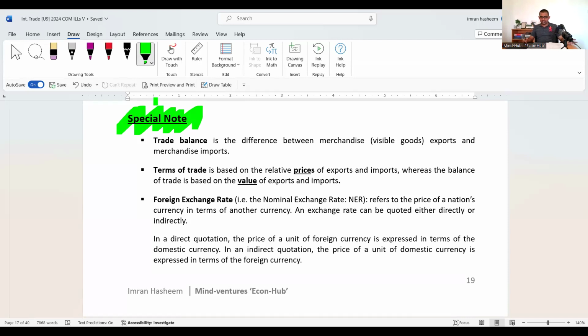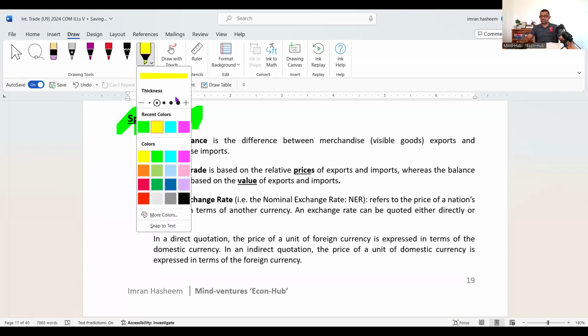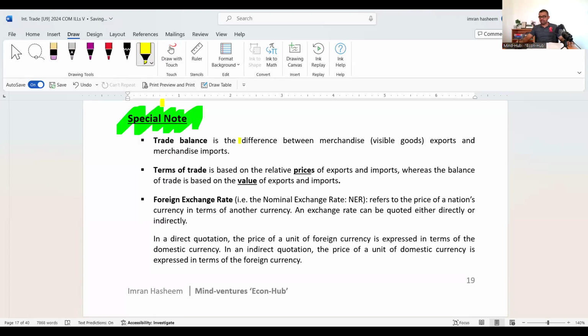Three different things. Trade balance is the difference between merchandise, visible goods, exports and imports. Visible goods, exports and imports. I would like to add something, my intelligent students.